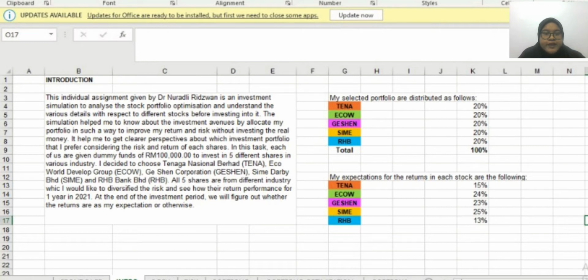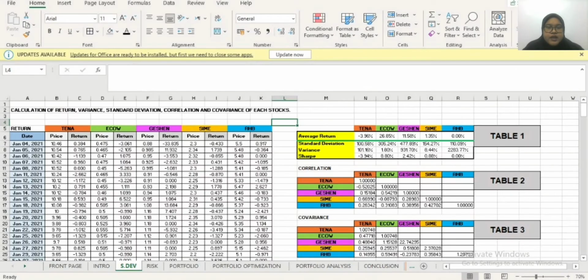Meanwhile, for my expected returns, I expect Tenaga Nasional at 50%, Ecoworld at 24%, Jishan at 23%, Sandarbi at 25% and RHB at 30%. Next is the calculation of return, variance, standard deviation, correlation, and covariance of each stock. Firstly, we need to calculate the return, where the formula is current price minus previous price, then divided by the previous price.